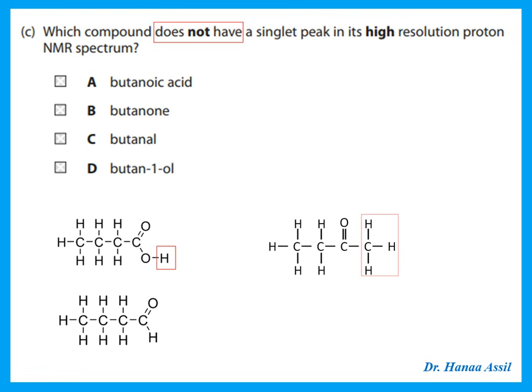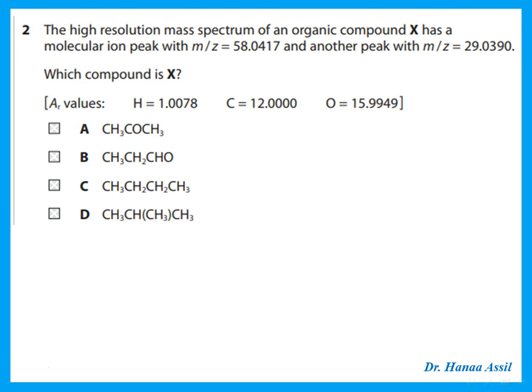What about this one? This one does not have a singlet because the hydrogen of the aldehyde, there are hydrogens on the neighboring carbon. So this hydrogen is not a singlet. So we don't have a singlet for this compound. So this is my answer. Butan-1-ol. Butan-1-ol will give a singlet for the hydrogen of the OH.